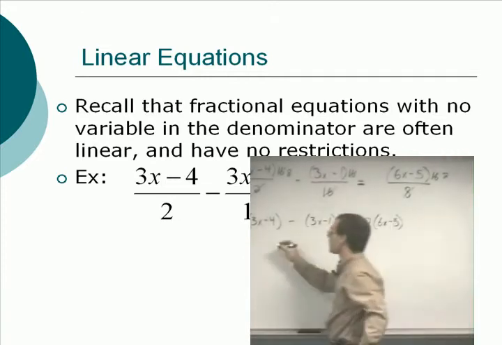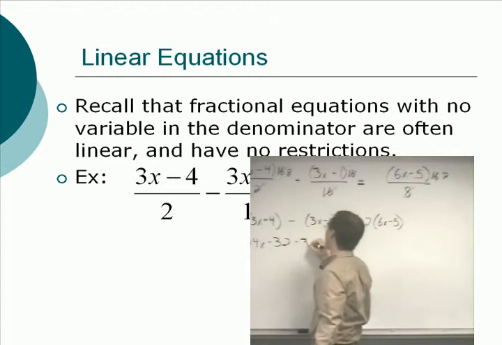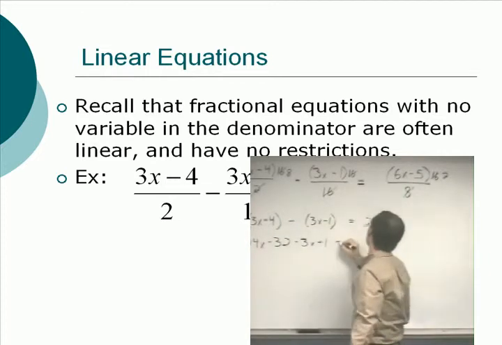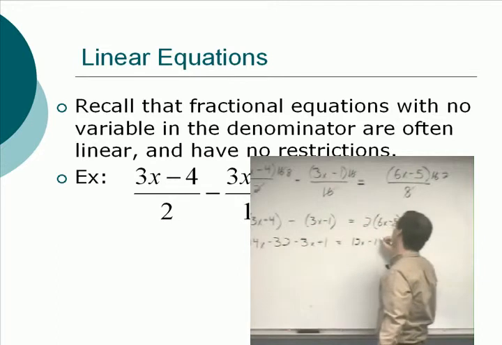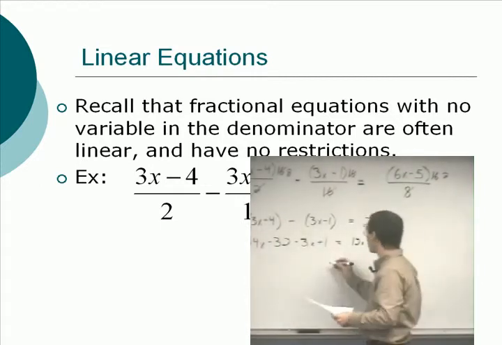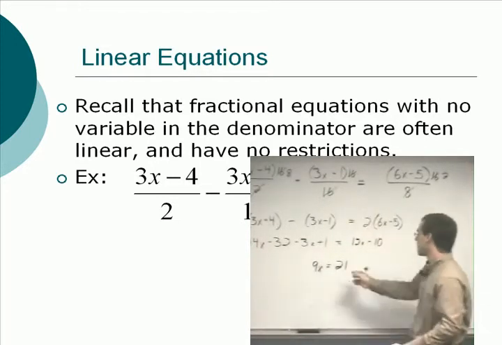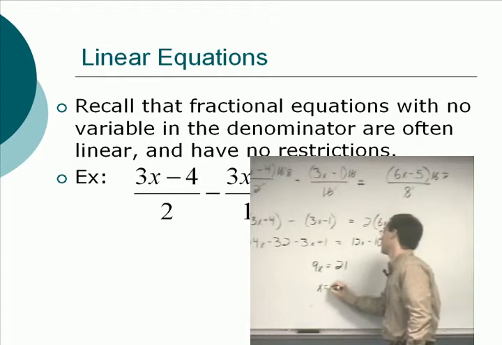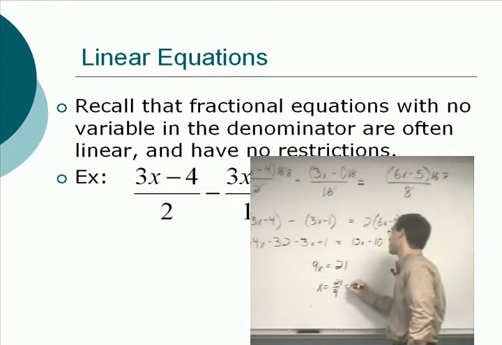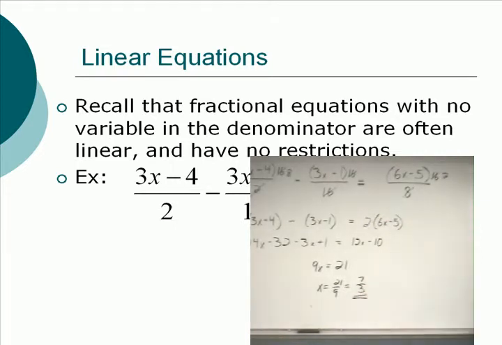Okay, well, let's solve this. 24x minus 32 minus 3x plus 1 equals 12x minus 10. And you could combine all your like terms here. If you do all that, you're going to end up with 9x equals 21. Solve for x, and we get x equals 21 over 9, which reduces to 7 over 3. And we solve that one.